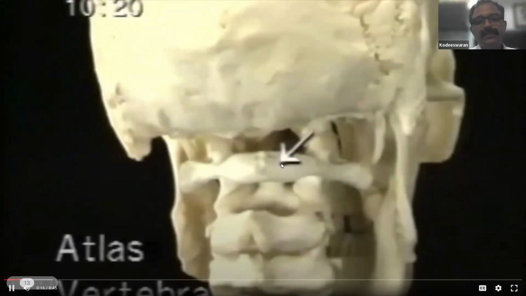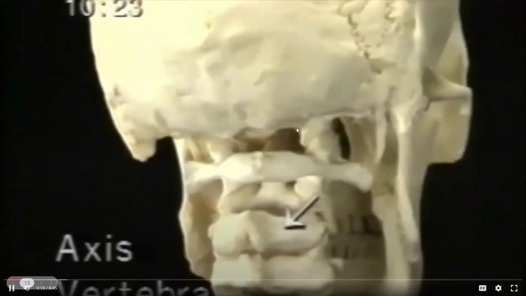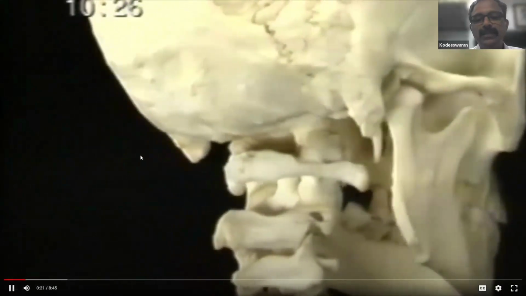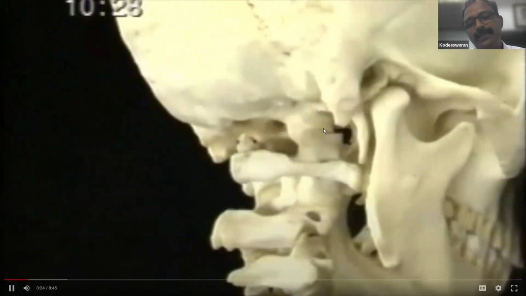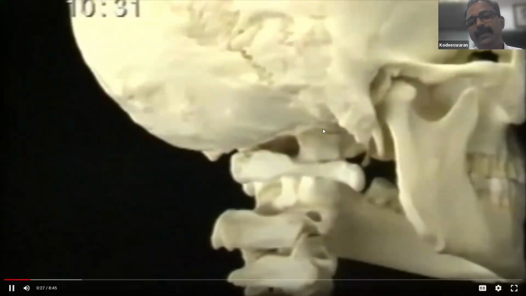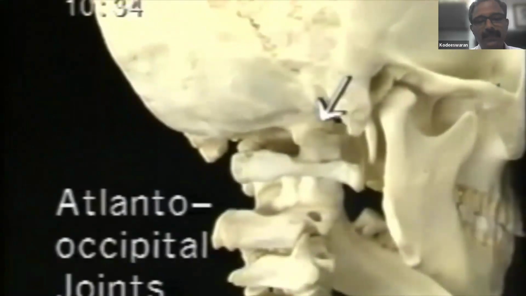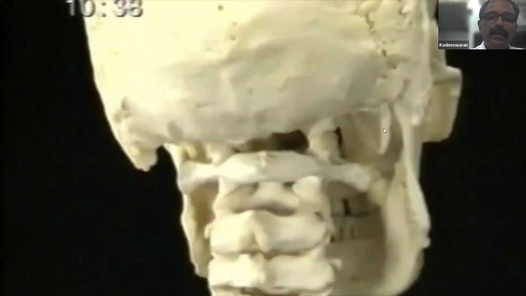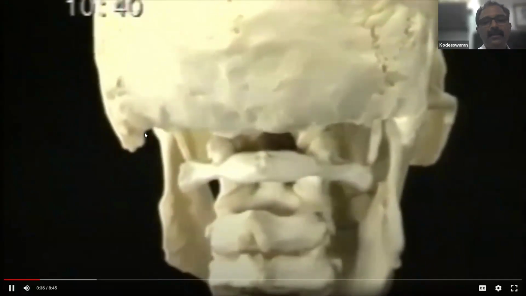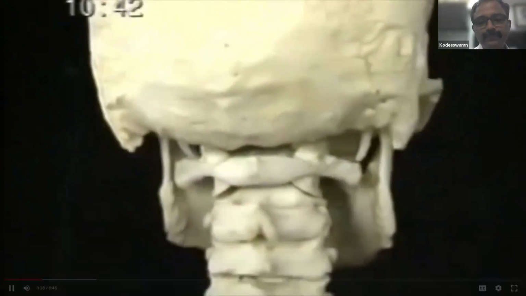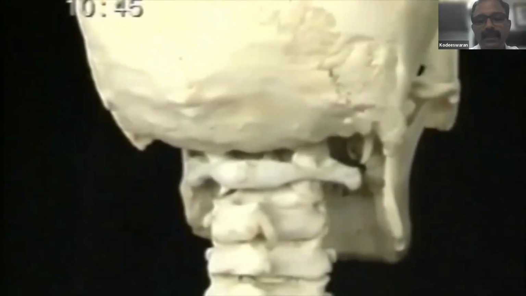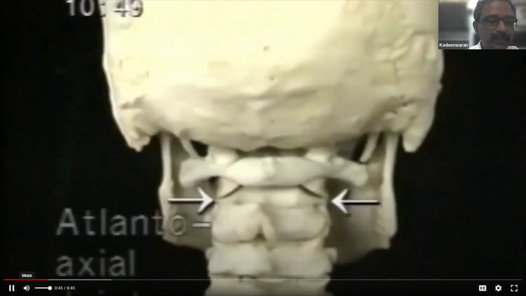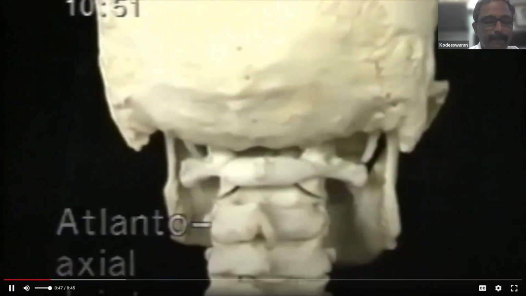So now this is the C1, C2 and occipital junction. Now you can see the movement of C1 and C2. The occipital C1 junction has forward flexion and backward flexion, which is mainly done at the level of the atlanto-occipital joints, and lateral flexion is also done at the atlanto-occipital joint. Now you can see the rotation: cervical rotation is happening at the C1 C2 junction.